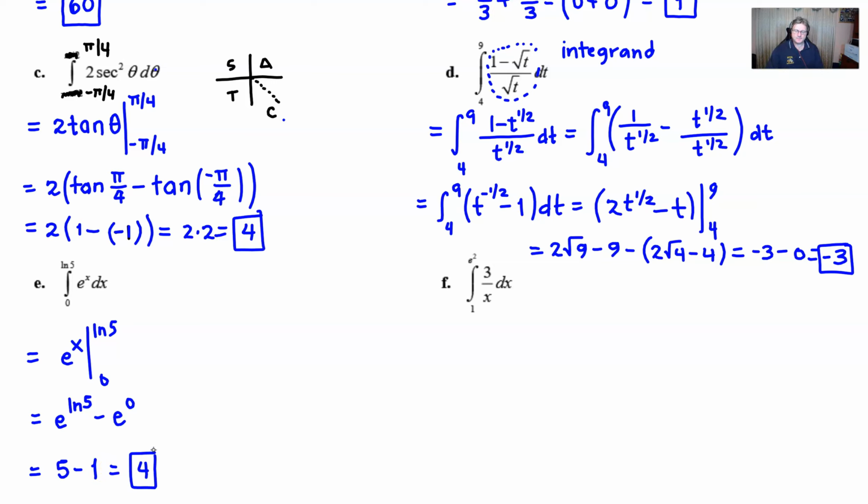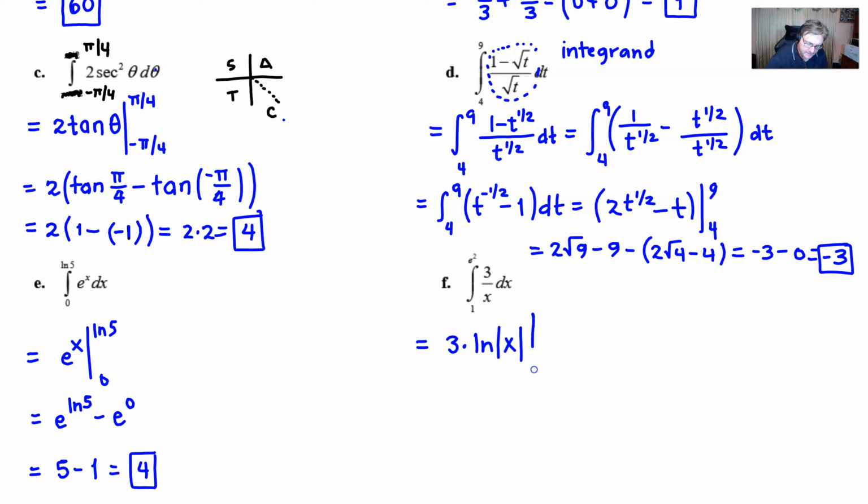And then finally, part F. The integration of 3 over x with respect to x as x goes from 1 to e squared, another unusual boundary. But there must be a reason for it. If we drop the 3 in front, all we have left is 1 over x, and the integration of 1 over x, if we recall, is the natural log of the absolute value of x. That was hit in our last video.